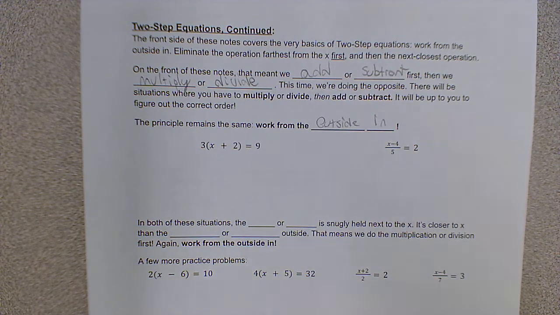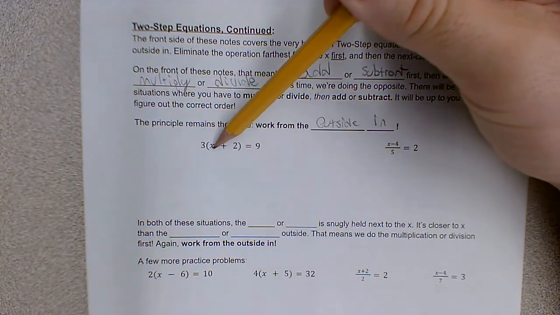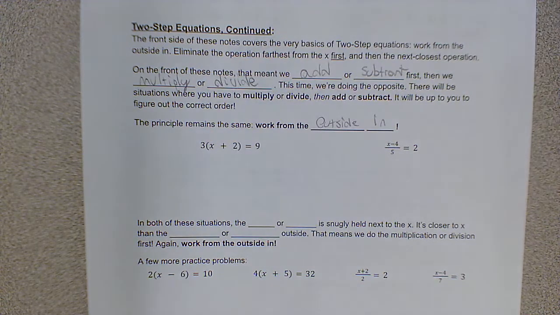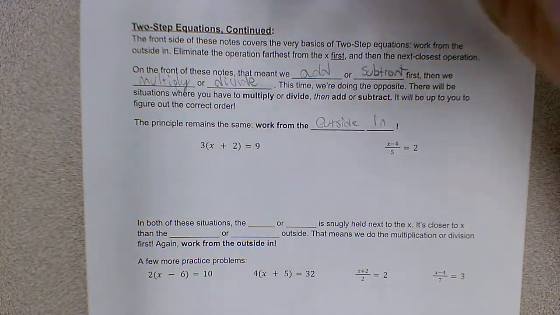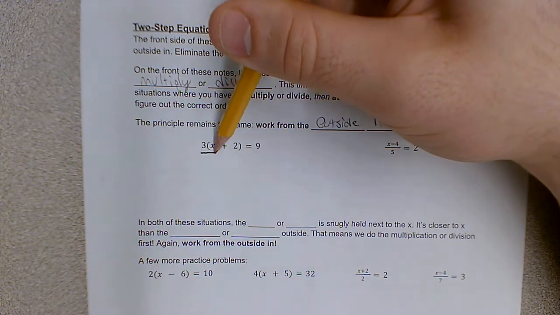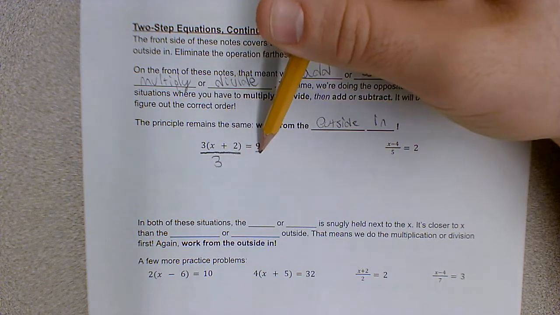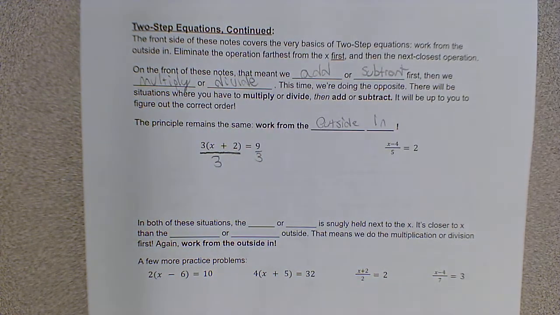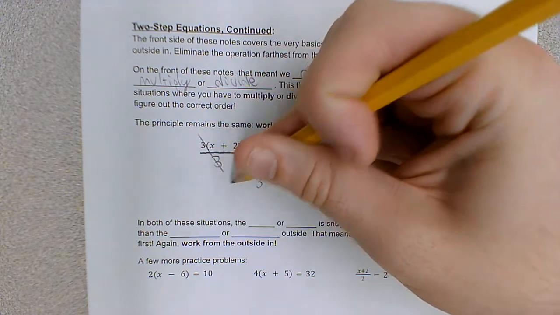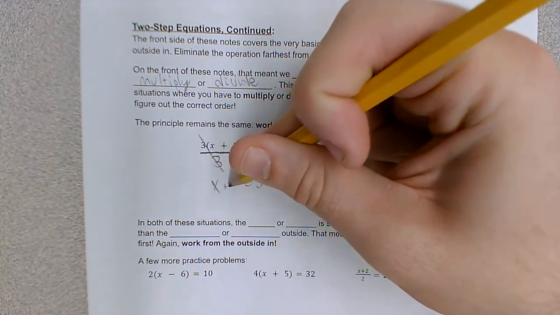That's going to tell me that this plus 2 is the closest thing to my x. The reality is, this 3 is what's on the outside. The 3 is farthest from the x. That means to solve this out and get x, I need to divide both sides by 3. So I'm dividing the whole thing by 3. 9 divided by 3 is 3. And now that I've gotten rid of this, I can bring x plus 2 out without parentheses.